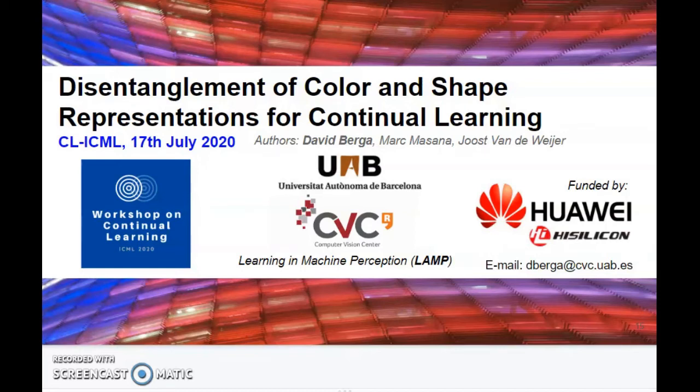Disentangling color and shape representations for continual learning. This is a paper for the Continual Learning workshop of ICML. This is a project led by the CBC in Barcelona and funded by the Huawei Kirin solution.